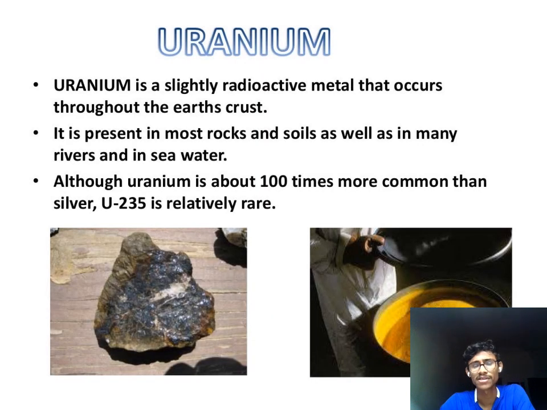What is used majorly in the nuclear fission process is uranium. So let's know some facts about uranium. Uranium is a slightly radioactive metal that occurs throughout the Earth's crust. It is present in most rocks and soils, as well as in many rivers and seawater. Although uranium is about 100 times more common than silver, uranium-235 is relatively rare.